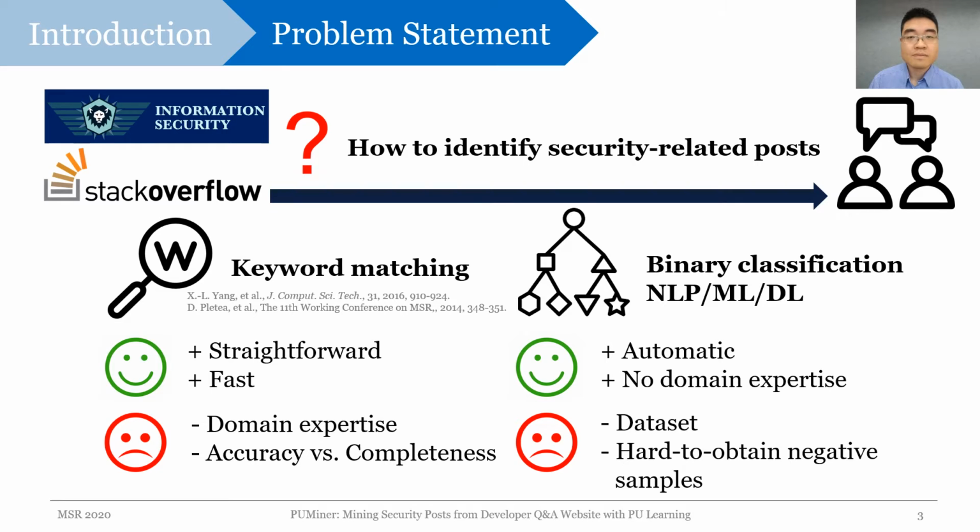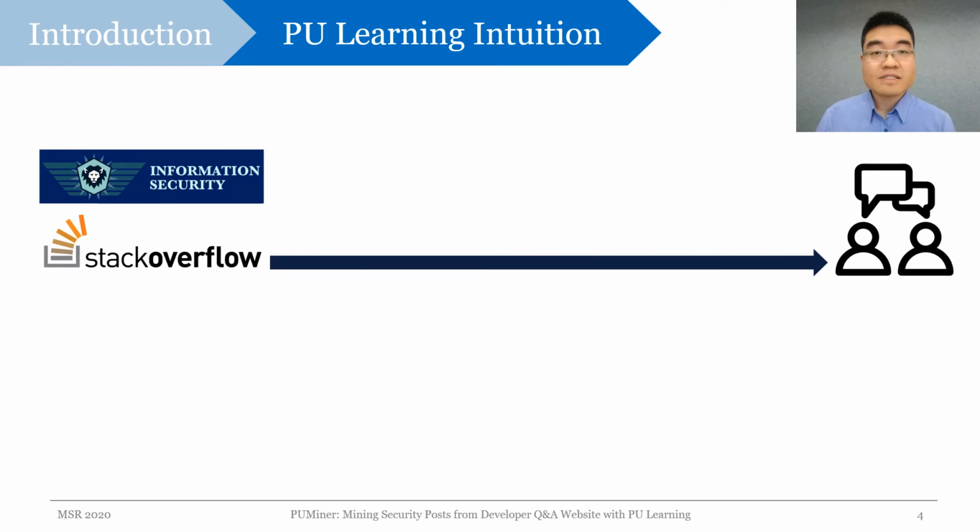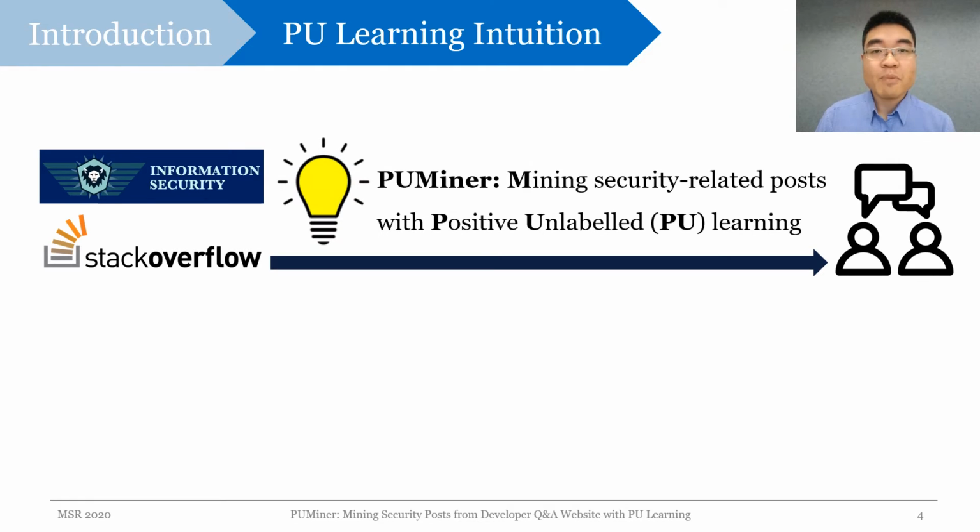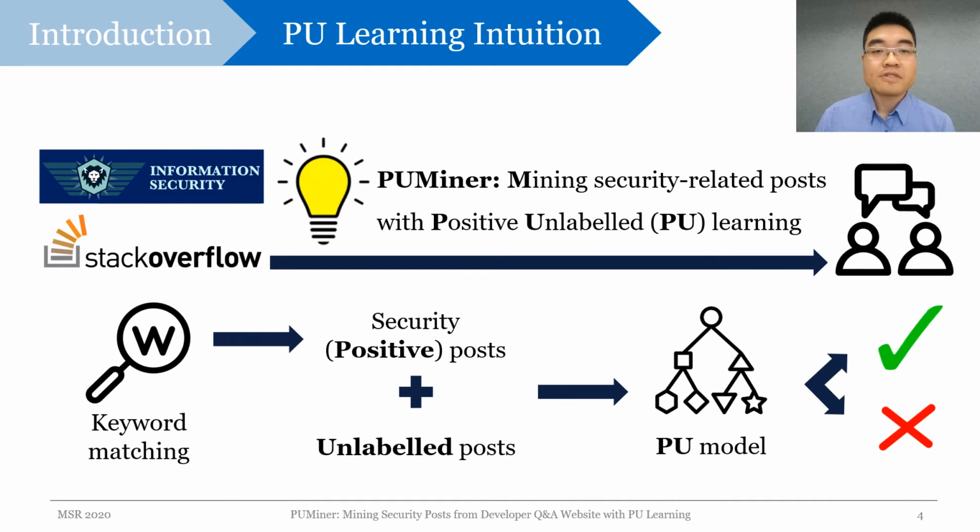security context. To address the dilemma between these two methods, we reformulate this problem as positive unlabeled learning and propose PUMiner to solve it. Intuitively, we can first use keyword matching to obtain a good but not complete set of security posts. Then through PU learning, we can leverage both the patterns in the positive set and the latent information about the negative class in the unlabeled data to build a classification model.